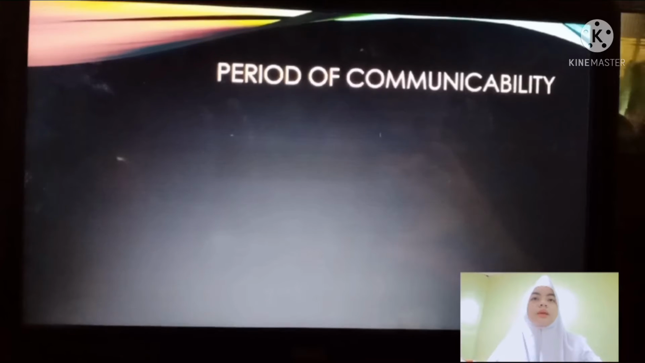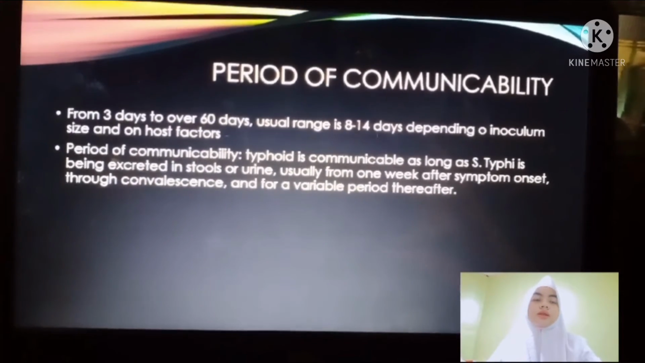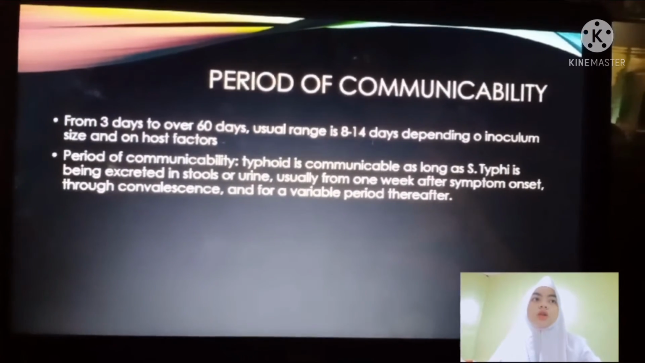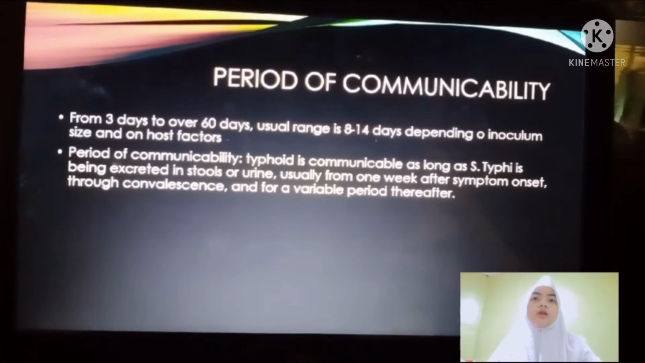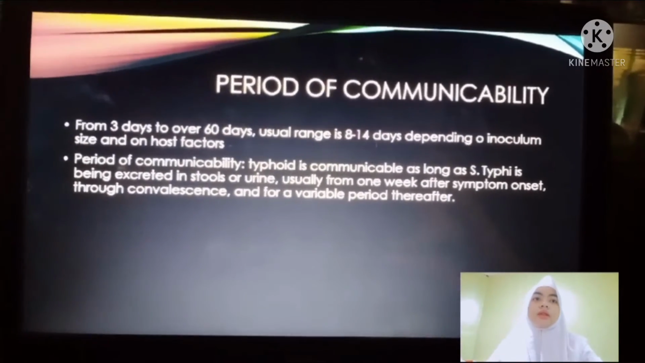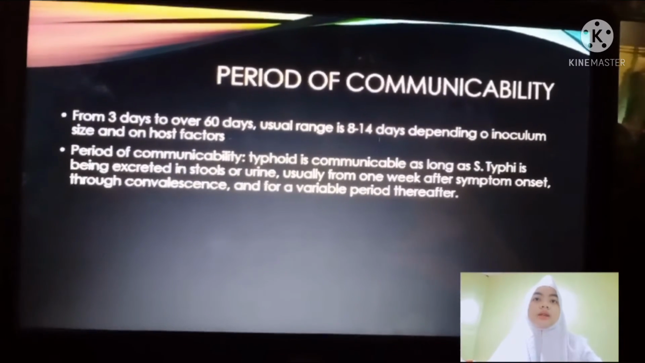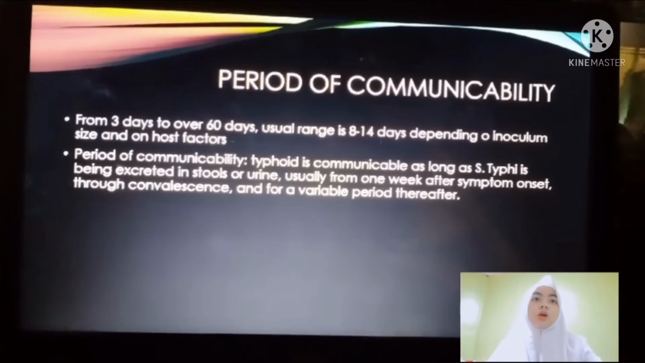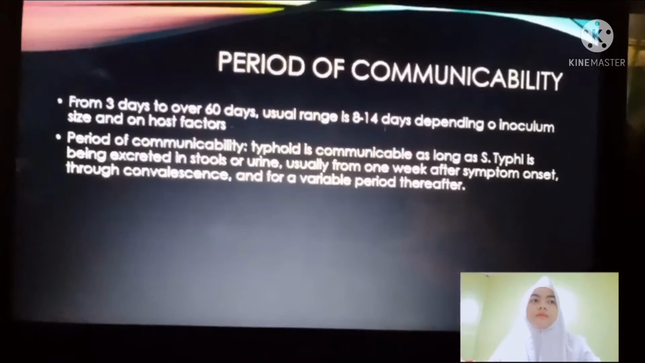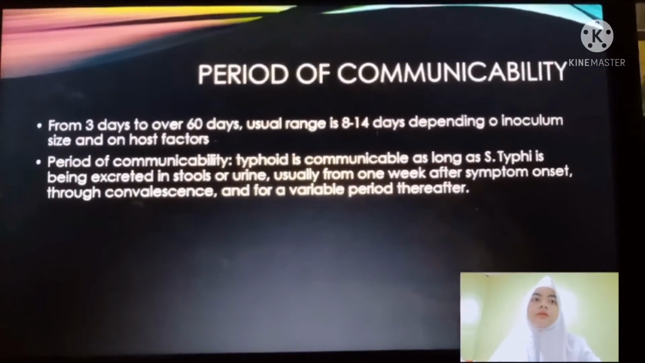Period of communicability. From 3 days to over 60 days, usual range is 8 to 14 days depending on inoculum size and on host factors. Typhoid is communicable as long as S. Typhi is being excreted in stools or urine, usually from 1 week after symptoms onset through convalescence and for a variable period thereafter.